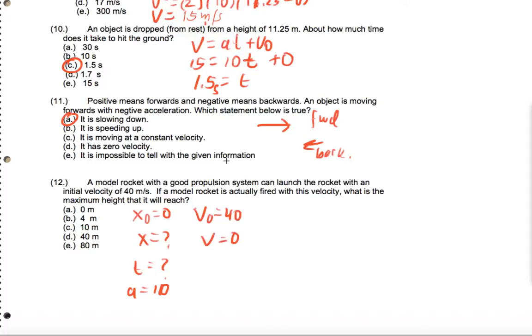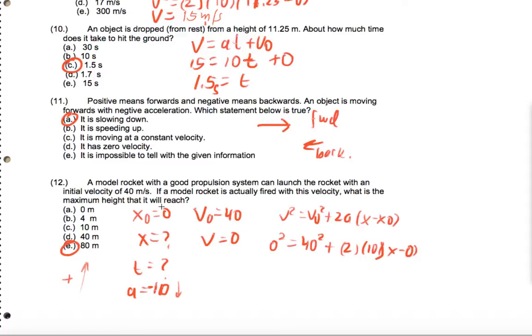Because it's moving upwards, we're going to call upwards positive. I'm going to make this acceleration negative 10 since it's downwards. So what this gives us is v squared is v naught squared plus 2a x minus x naught, our formula since they don't give us time. So I'll put in 0 squared equals 40 squared plus 2 times negative 10 times x minus 0. And when I simplify this out, I'm going to end up getting 80 meters for my height.